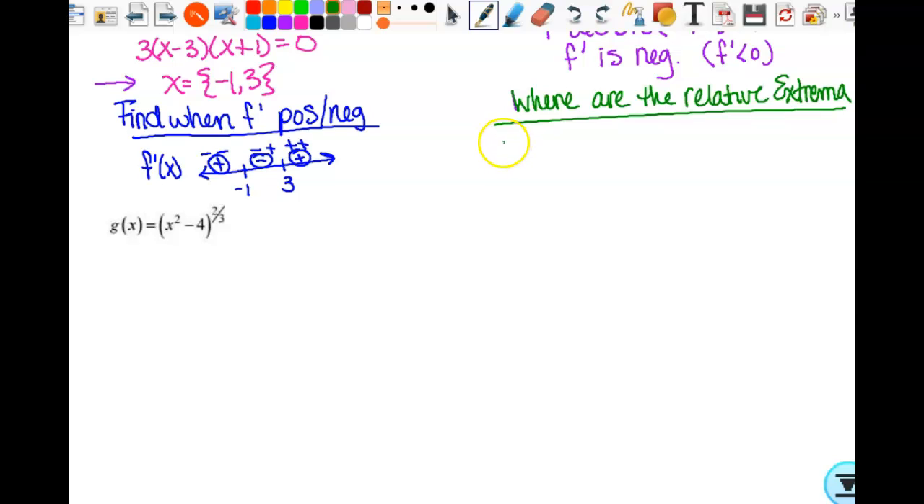So what's happening at -1? f has a relative what? Max at x equals -1 because what? Because f prime changed from positive to negative.